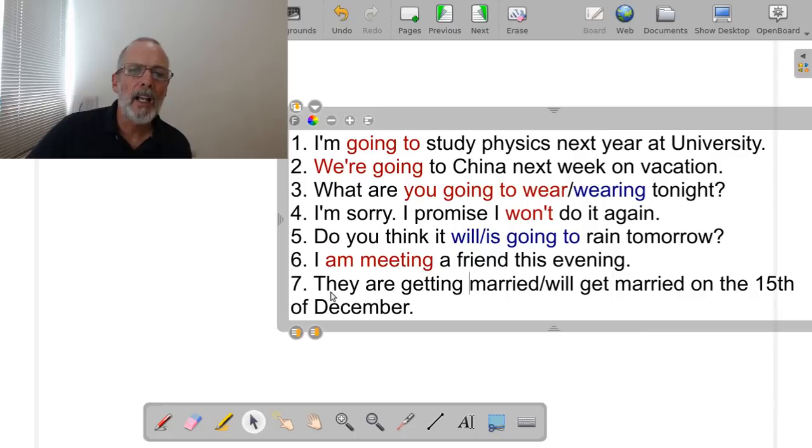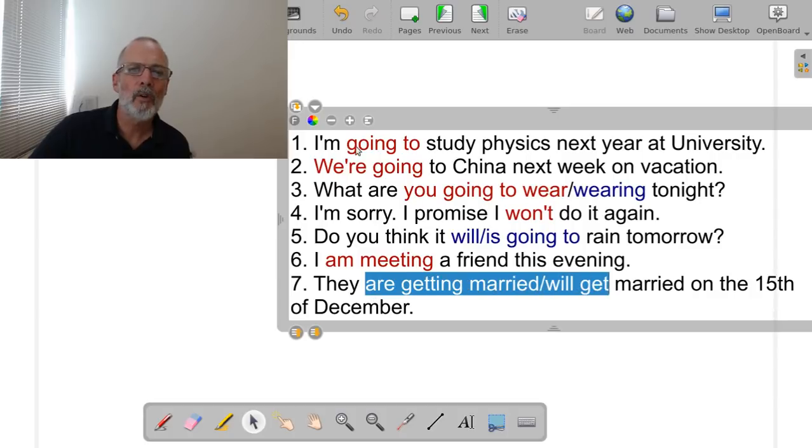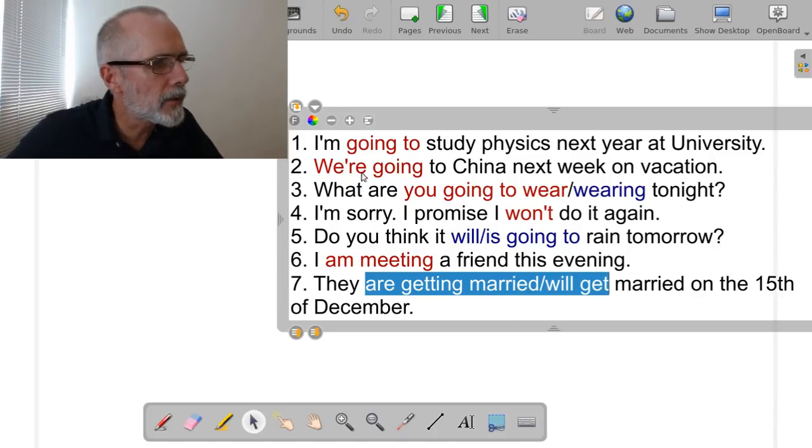And finally, the last one. They are getting married or will get married on the 15th of December. Which one of these two is correct? Can anyone tell me which one of these two is correct?